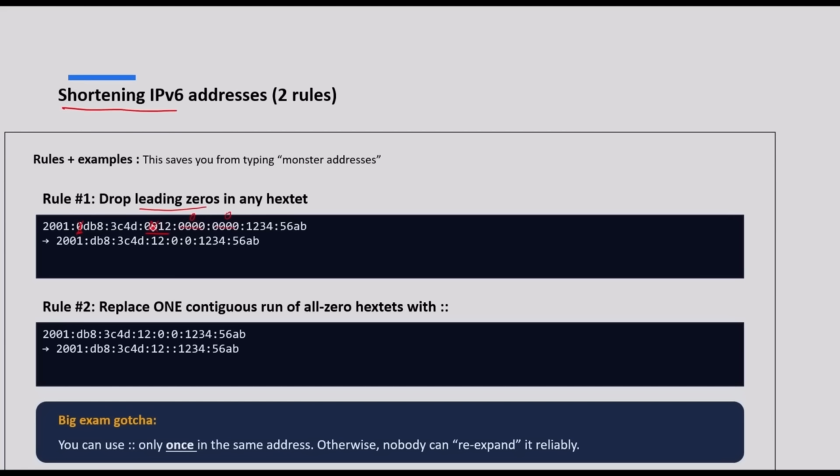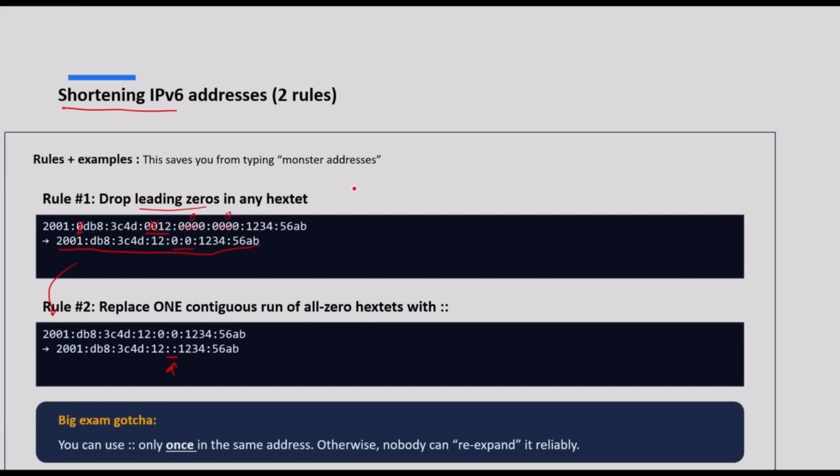So let's see that. Applying the first rule gave us this. All the leading zeros have been eliminated. Now we are going to apply the second rule here. I have 0, 0 in here. I'm going to combine them into one double colon, like this. See that? A double colon is here. Okay, what if I have multiple of these? How can I do that? Let me give you a simple example in here.